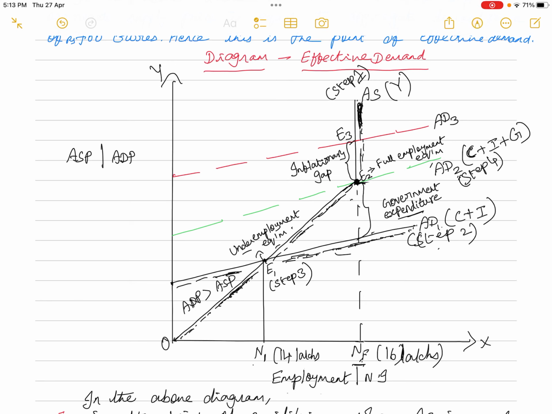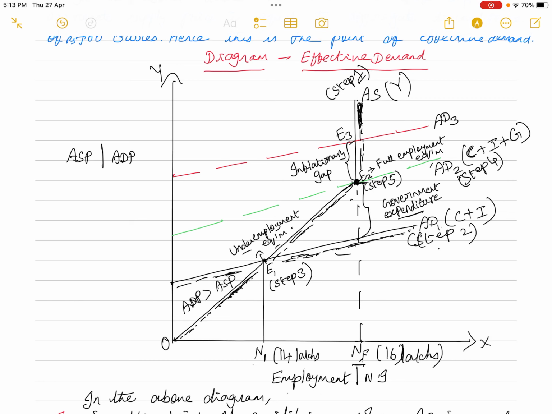So mark it as C plus I plus G. Okay, now at point E2, the country has already reached the level of full employment. So mark the point after drawing the AD2, mark it as C plus I plus G. Mark the equilibrium point wherever it intersects the aggregate supply curve. Wherever it intersects the aggregate supply curve, mark the point as E2, that is step 5.